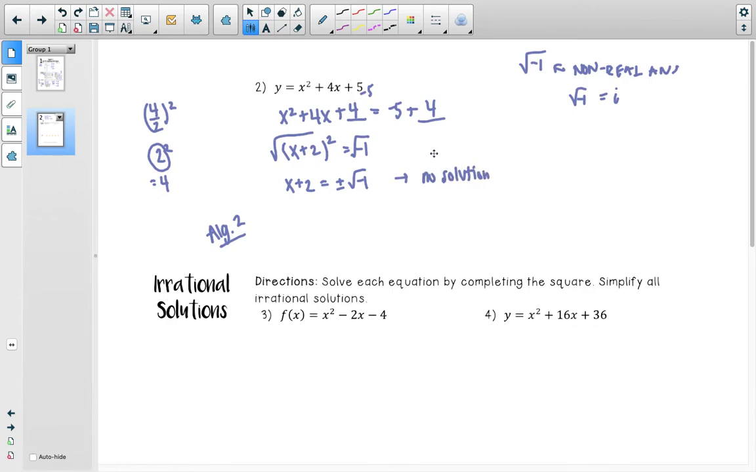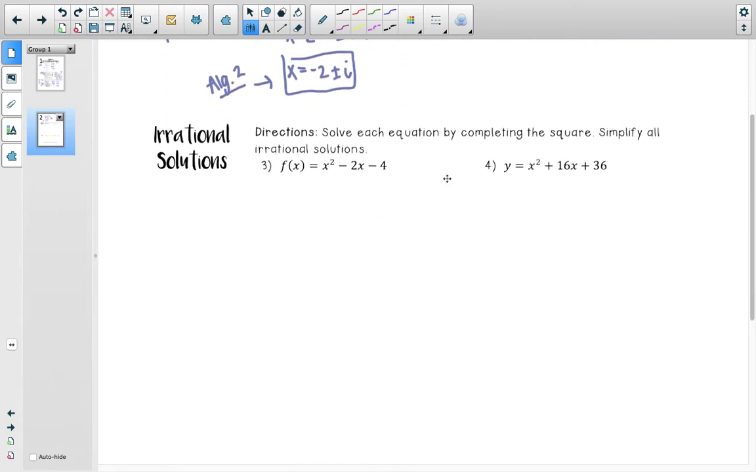So our Algebra 1 answer is no solution. And this is where it gets tricky because they kind of divide up what you learn. But in Algebra 2, we would say we had x equals negative 2 plus or minus i. And that would be your answer in Algebra 2. But this is the answer I'm looking for, okay? So let's do the next two problems.